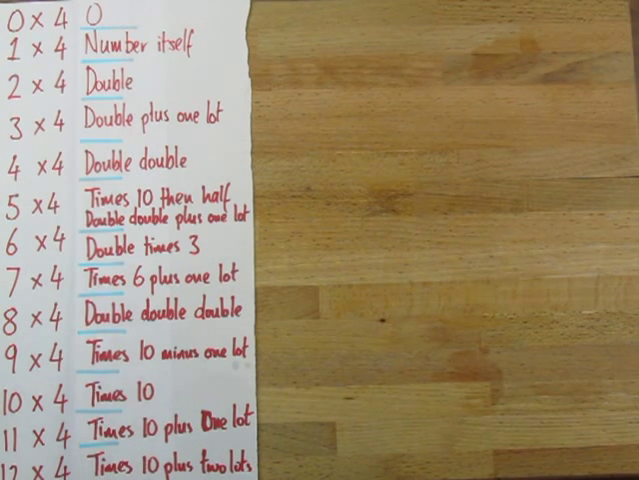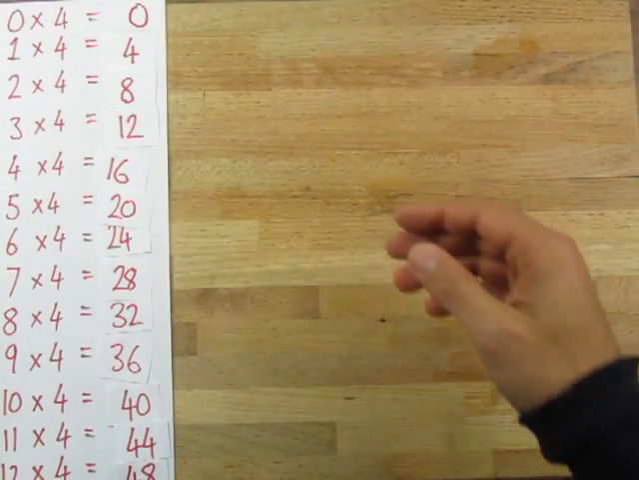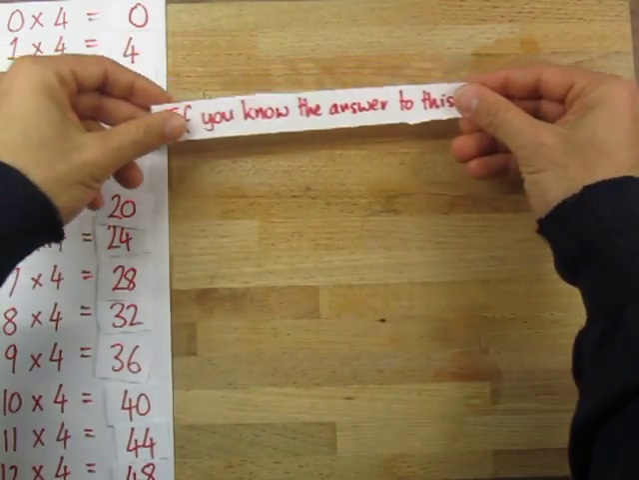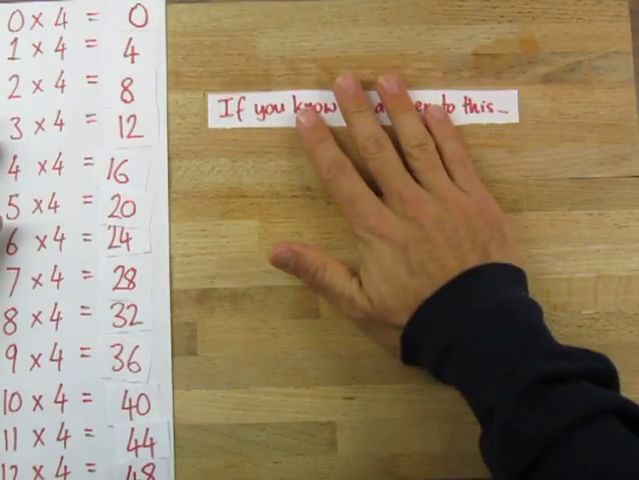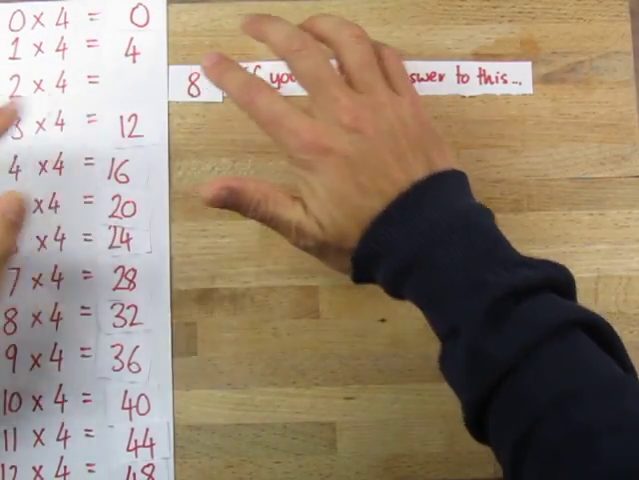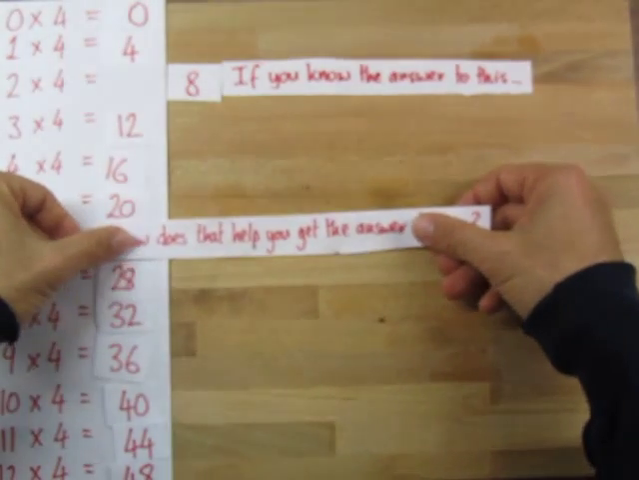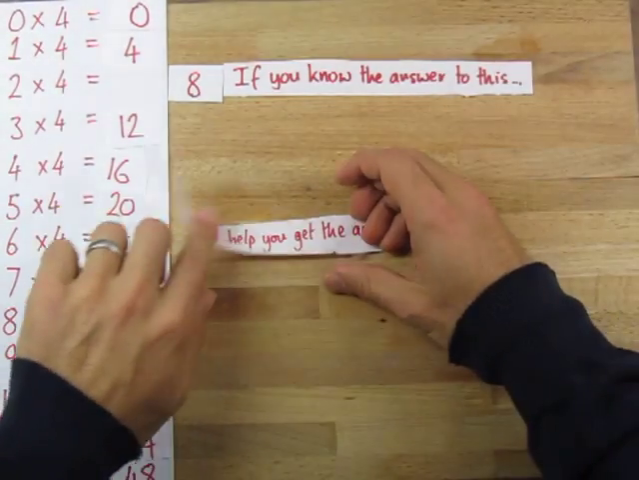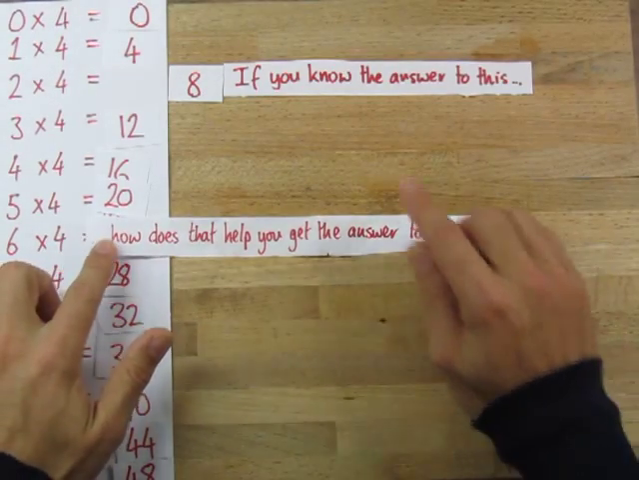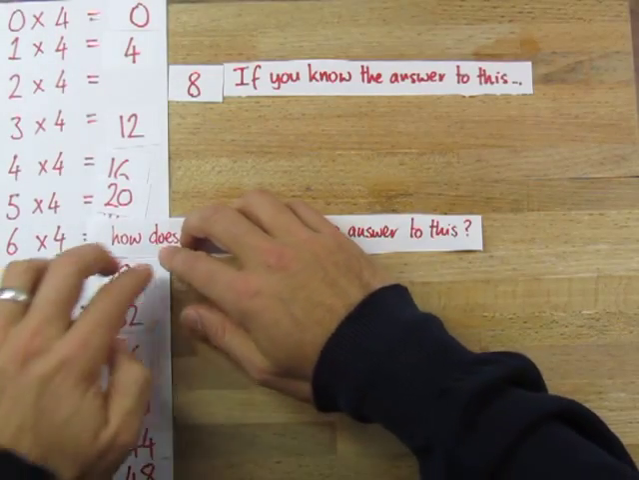Okay, we're back. Let's do a quick check of what you've understood so far. If we know the answer to this, 2 times 4, which is 8, how can we use that to help us work out the answer? How do you get the answer to 6 times 4? If you know that 2 times 4 is 8, how can you work out what 6 times 4 is?